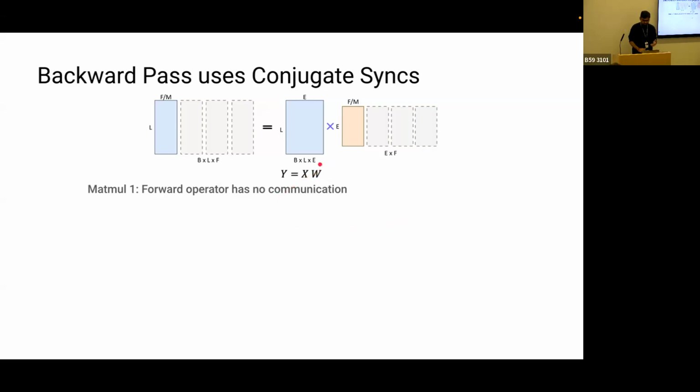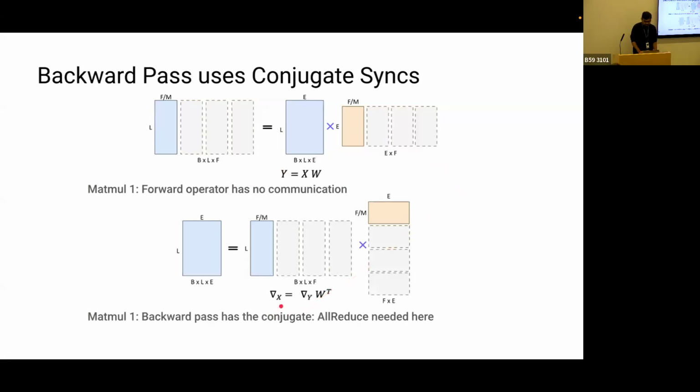Just to recollect how the backward pass works, let's say you have a layer that's taking your input activation, multiplying the weights to get Y. In this case, that was L cross E, and your weights were sharded, and you get this activation. Your inner dimension is not sharded, so that E dimension is present on every GPU. Everything good, no communication here. Your backward pass is going to look like the gradient of the loss with respect to X is basically the gradient of the loss with respect to Y times W transpose. This is just chain rule. This is how backpropagation works.